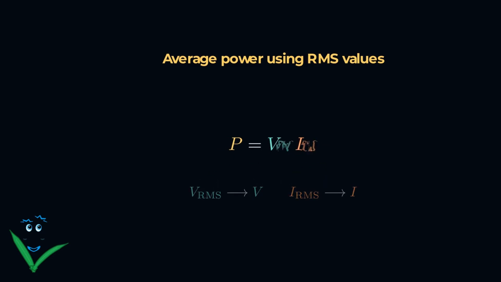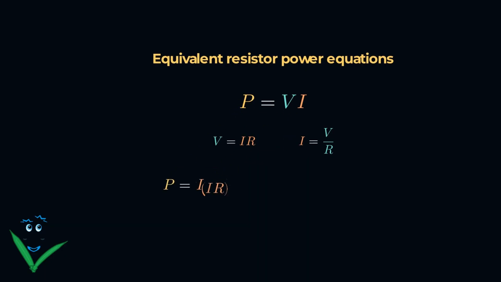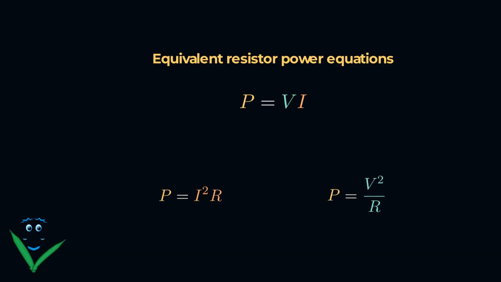For a pure resistor, the average power is equal to capital V multiplied by capital I. Using Ohm's law, it can also be calculated as the RMS current squared multiplied by the resistance, or as the RMS voltage squared divided by the resistance. The derivation of RMS voltage was covered in a previous video. Do check it out for a detailed explanation of RMS voltage.